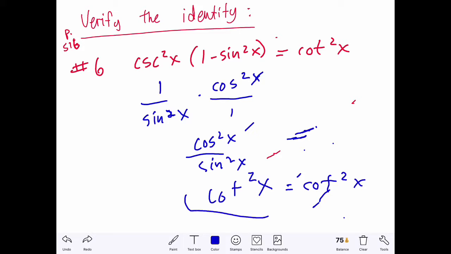We verified, okay? Always show your process as you go through, and the goal is to try and get it to look like the right side in as few steps as possible, okay? All right, so that should get you started on verifying the identities in 9.7. Okay, thank you.